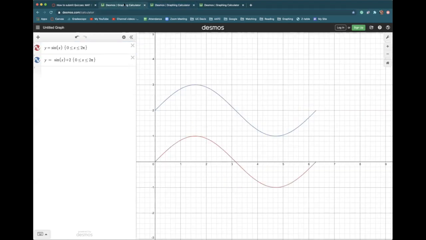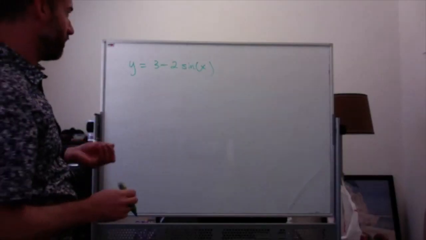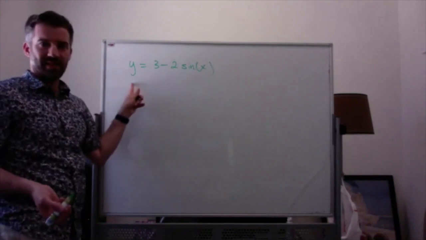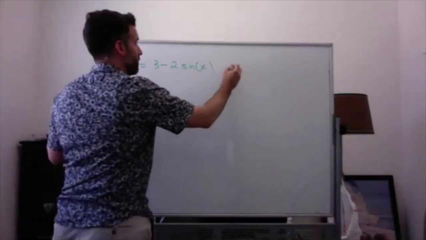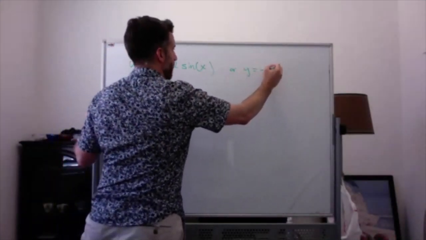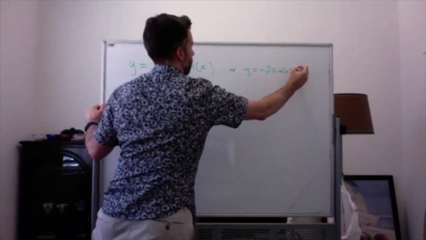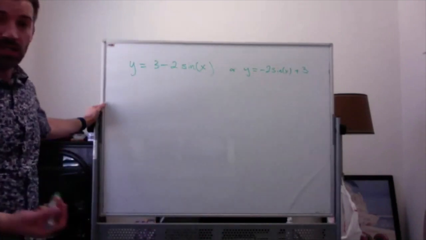Okay, last one. I got 3 minutes, plenty of time. So the last one I want to do is, I want to point out that sometimes when you have a negative thing, I will stop sharing my screen. Sometimes people like to write it like this. If you have a vertical shift and a negative coefficient for your trig function, people like to write it like this. You can't do 3 minus 2 is 1. That's not okay. What we can do is rewrite it as -2 sine of x plus 3, so that it's a little more clear.